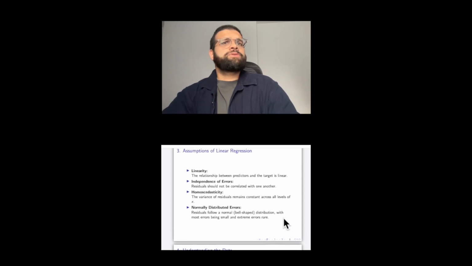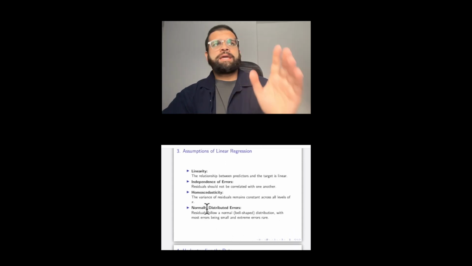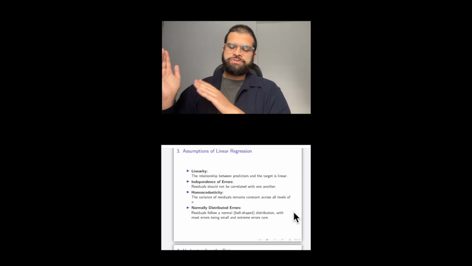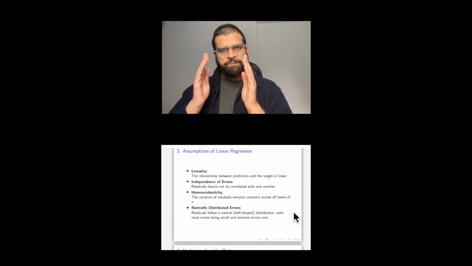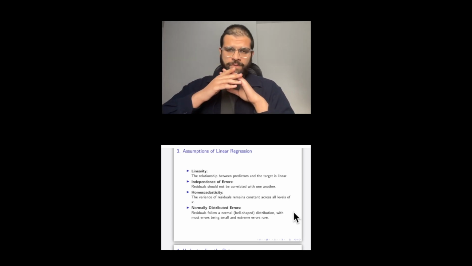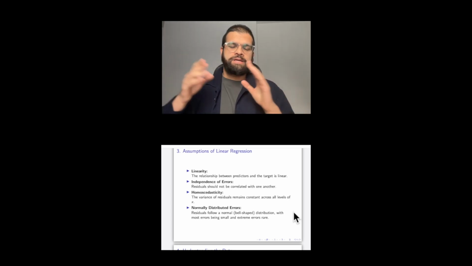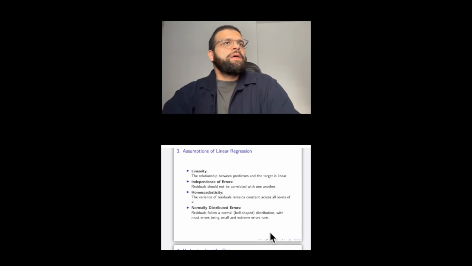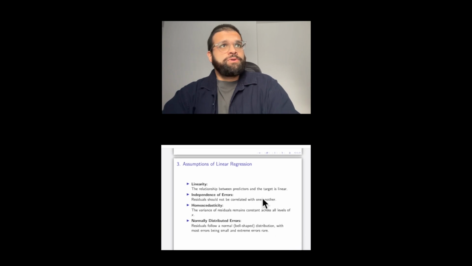And last but not least, we assume that the errors are normally distributed. So once you observe an error, you assume that most of them fit into the bell curve, so it's very close to zero, and the more extreme errors are rarer to find. Now, that's pretty much all on the assumptions. We'll dive into those a bit later.